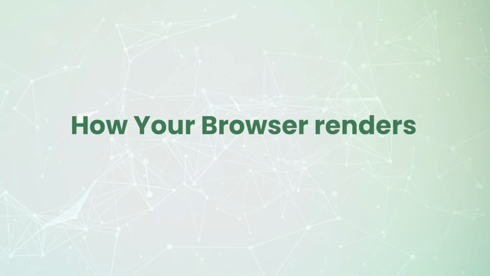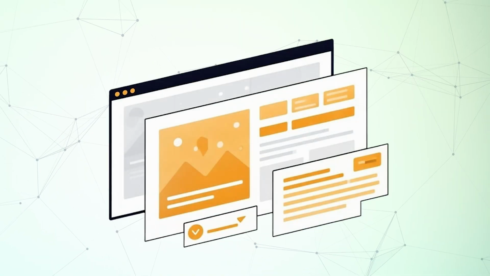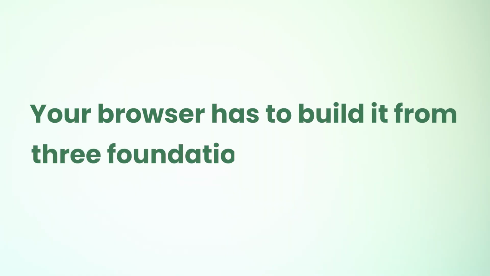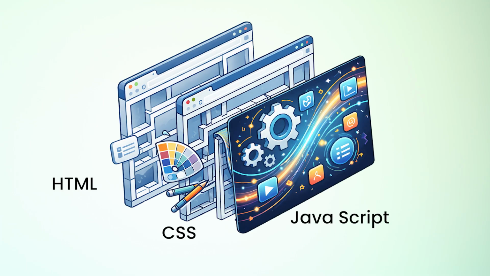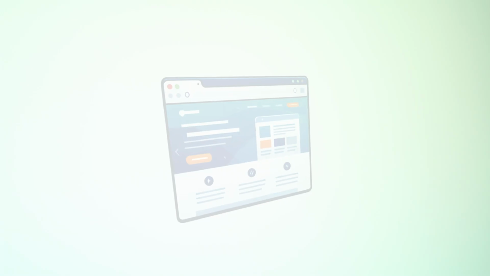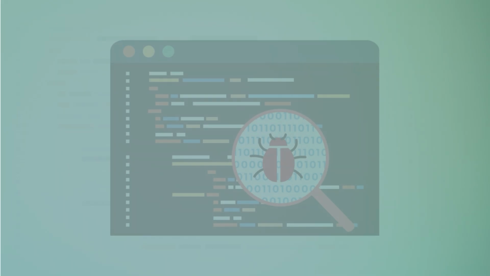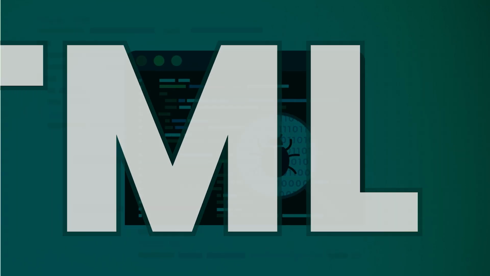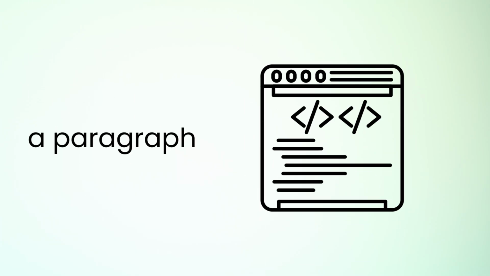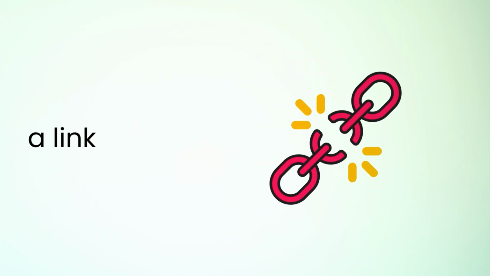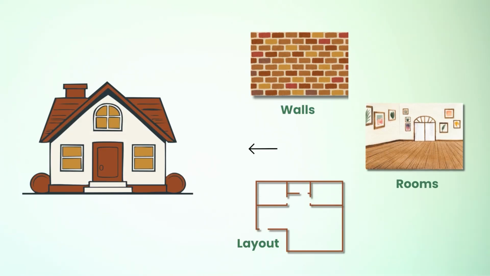How your browser renders the web page. The data that comes back from the server is not a ready-made web page. Your browser has to build it from three foundational technologies: HTML, CSS, JavaScript. These three ingredients work together to create every modern website and web app. HTML, the structure. First comes HTML. HTML tells the browser what should appear on the page: a heading, a paragraph, an image, a button, a link. If a web page were a house, HTML would be the walls, rooms, and layout, the structure.